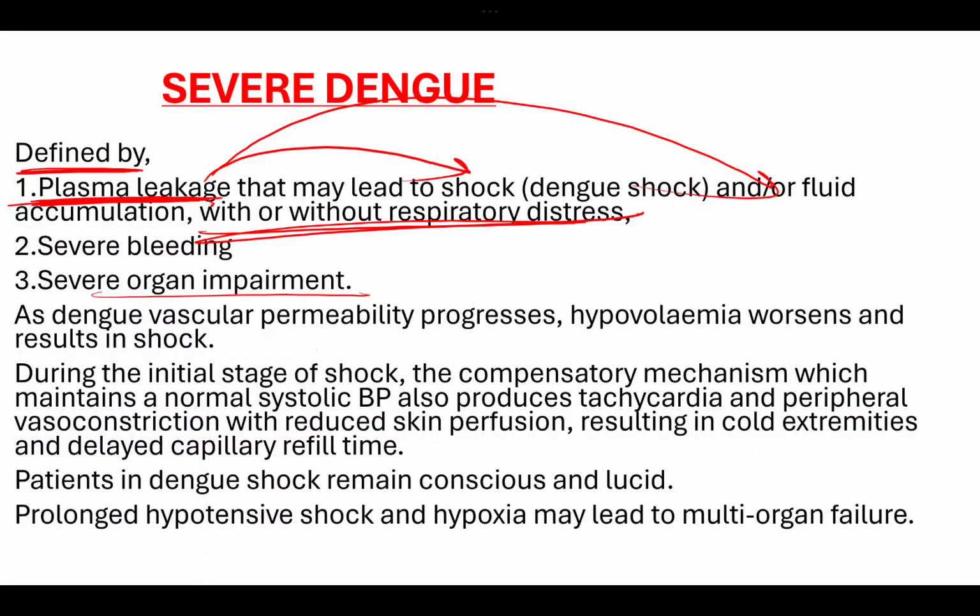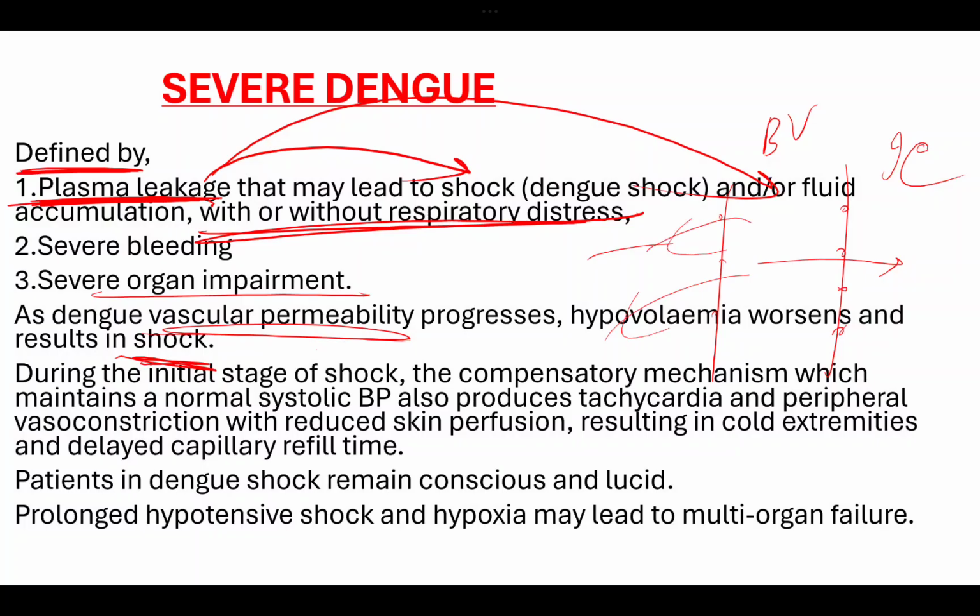As the dengue vascular permeability will progress, hypovolemia will worsen and result in shock. The vascular permeability will progress. There is a damage to the epithelial cells, so lots of plasma leakage occurs from the blood vessels into the interstitial compartment. All the fluid is getting leaked out. So as the dengue vascular permeability is progressing, the hypovolemia will worsen and the patient will go in shock.